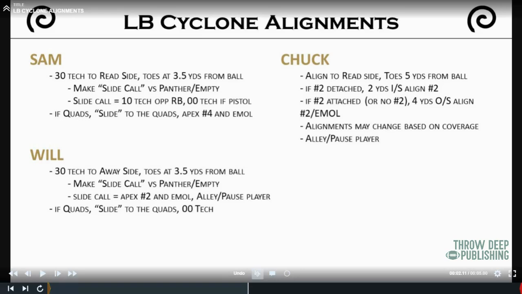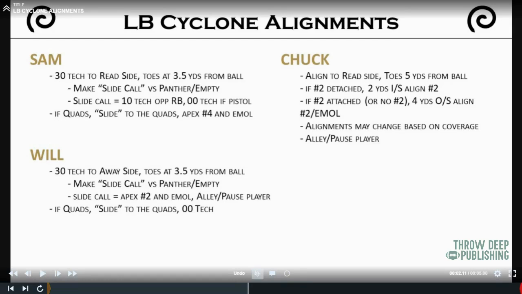If quads, which I have a quad slide on here as well because we've actually seen it a handful of times, we slide to the quad side, so our Sam is the one who slides out of the box. Our Will ends up sliding over the center.